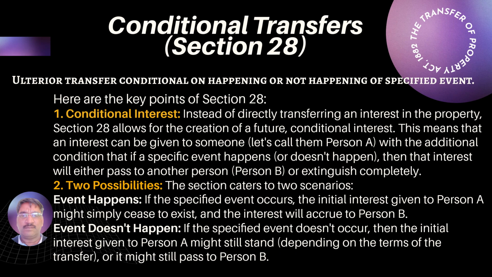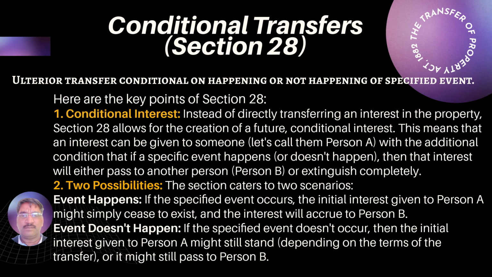2. Possibilities. The section caters to 2 scenarios. Event happens. If the specified event occurs, the initial interest given to person A might simply cease to exist, and the interest will accrue to person B. Event doesn't happen. If the specified event doesn't occur, then the initial interest given to person A might still stand, depending on the terms of the transfer, or it might still pass to person B.